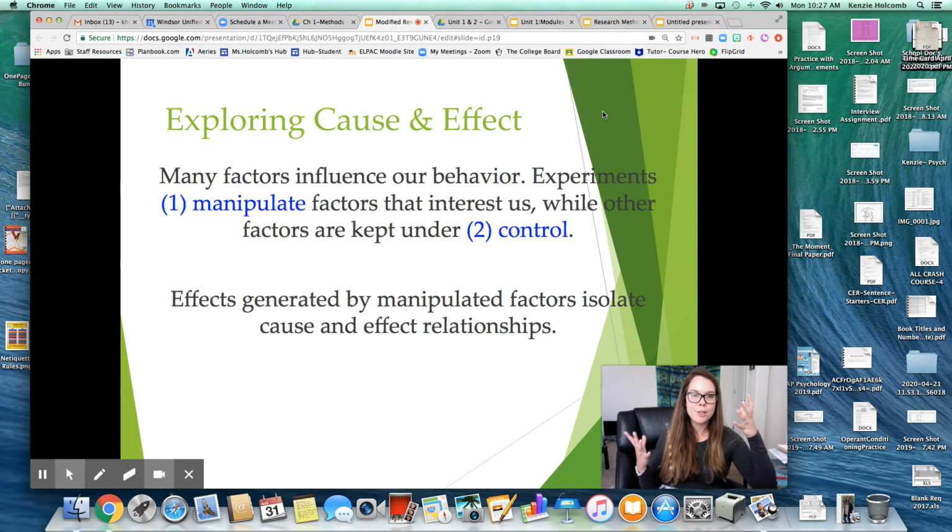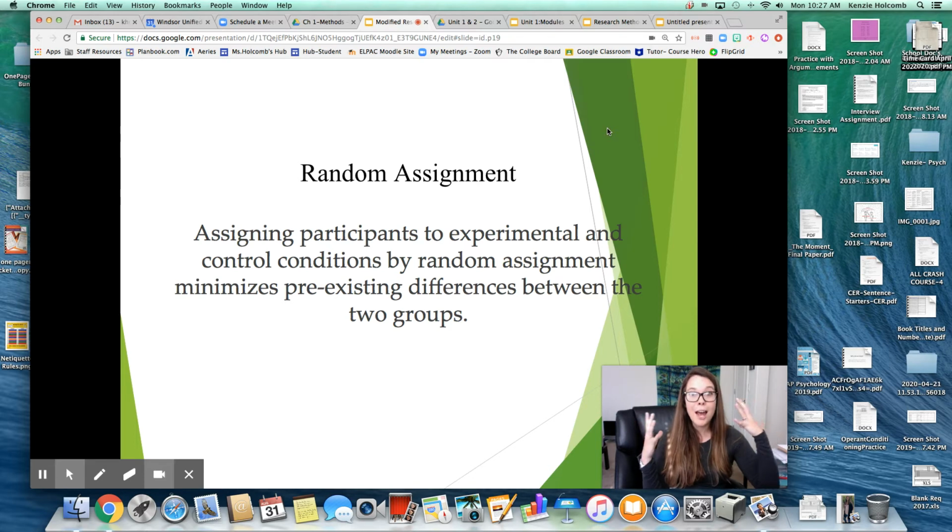Many factors influence our behavior, and experiments need to include a manipulated factor and then a control factor. If you've ever heard of a control group versus the group that's actually getting the medicine. If anyone watches Grey's Anatomy, this is all up in your happiness. So again, the effects are generated by the manipulated factors, which we will then realize as the cause and effect relationship. So again, experiments have manipulated factors while other factors stay in the control group. Okay. All right. Oops, sorry. Okay, so as part of experiments, you have to have random assignment.